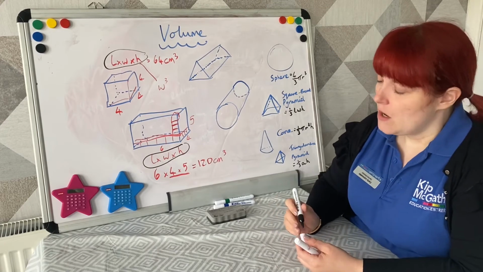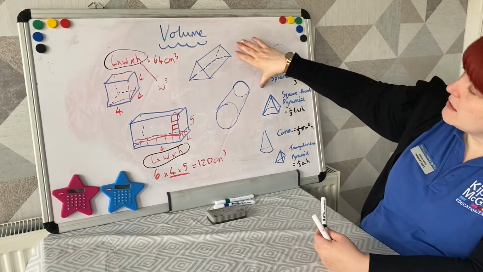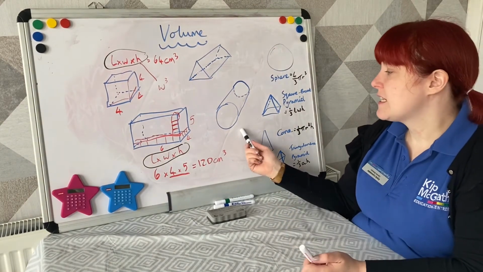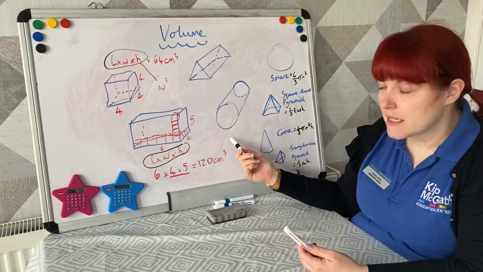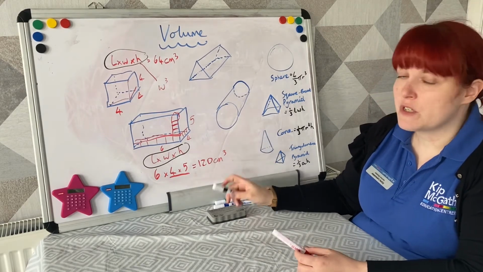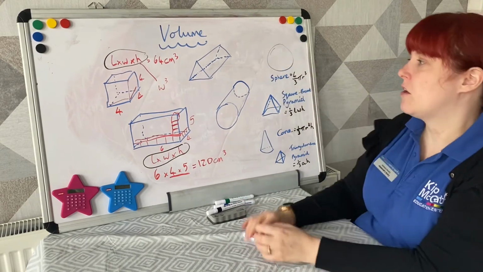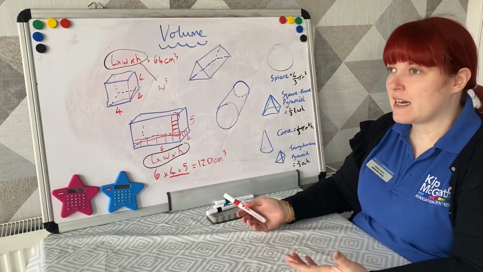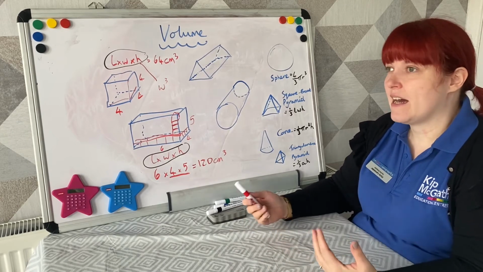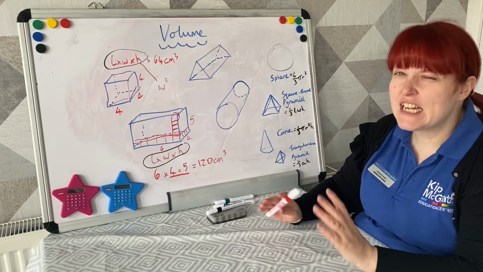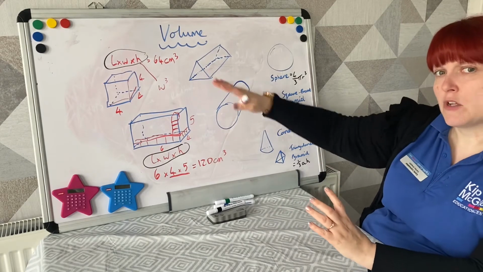All right, when we've got shapes like this, these are what we call prisms. Obviously this one's got its own special name, it's a cylinder, but essentially it is a prism, which just means it's got one shape at the end and it's the same shape all the way along. So we can have hexagonal ones of those, we can have pentagonal, we can have any shape at the end and it would be the same all the way along.